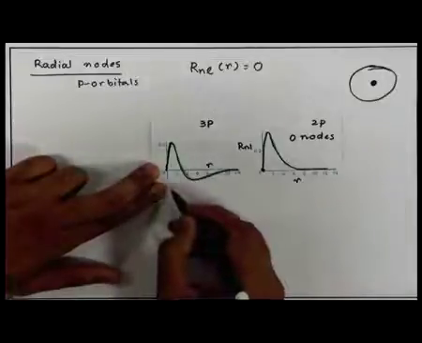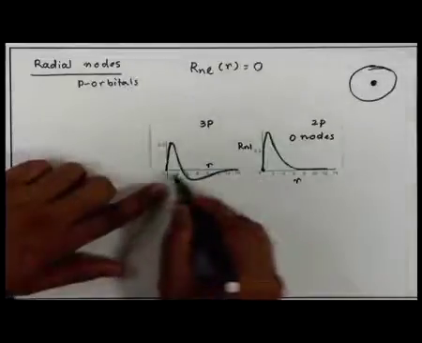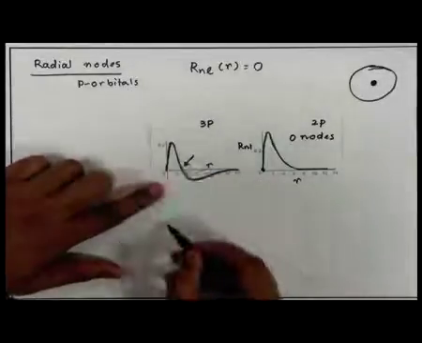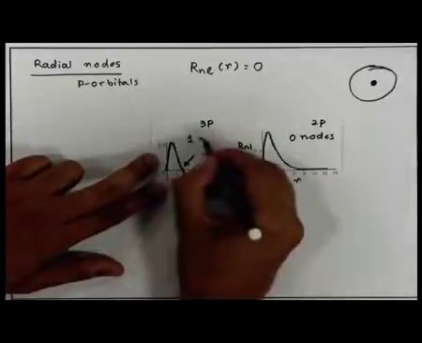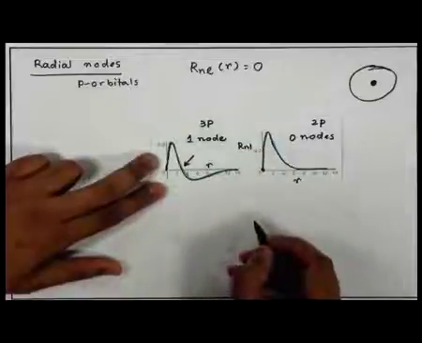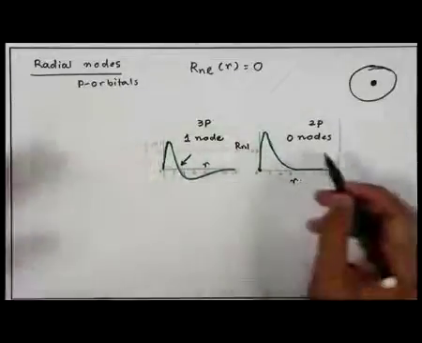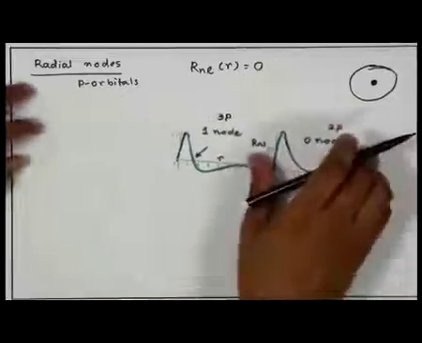And in case of 3p orbital, the wave function looks like this, and how many nodes are there? You have to find out how many places this function crossed the 0 axis, and you can see there is only one point where it found. So, there is only one radial node in case of 3p orbitals. So, we saw that 2p orbital has no radial node and 3p orbital has one radial node.